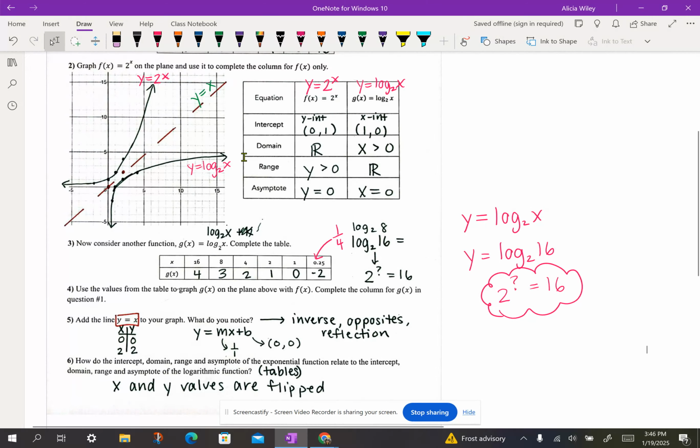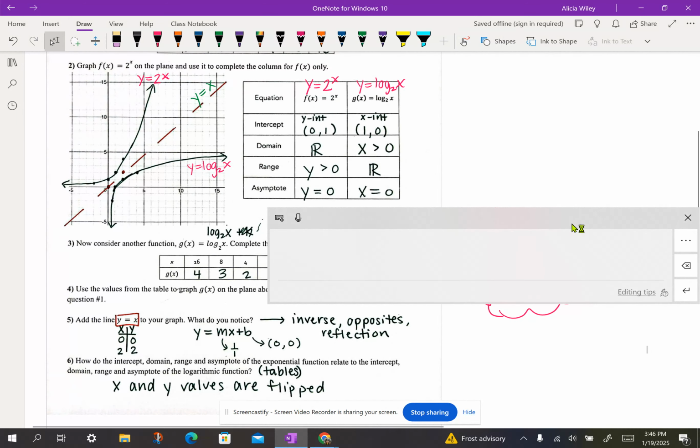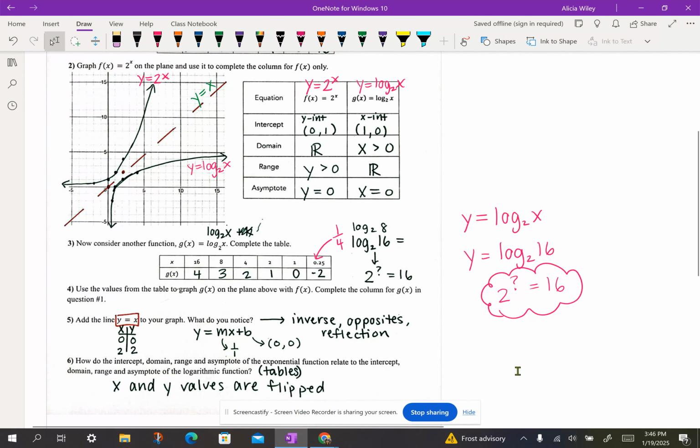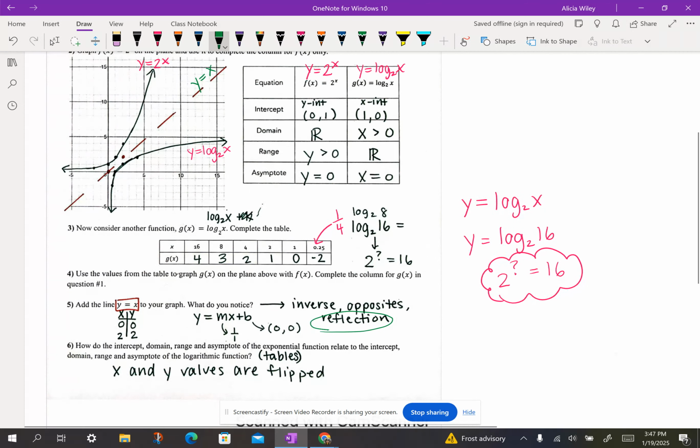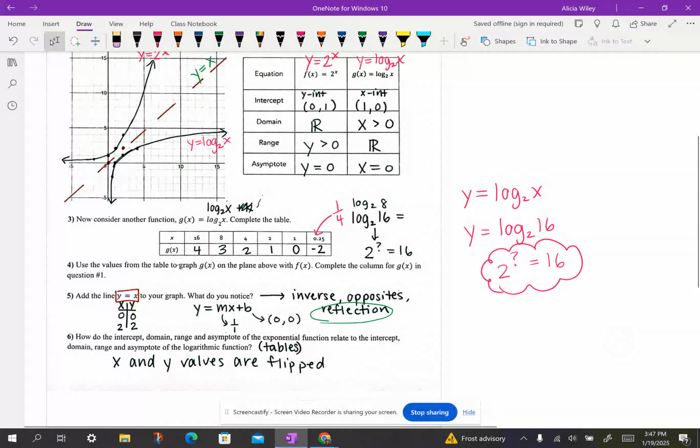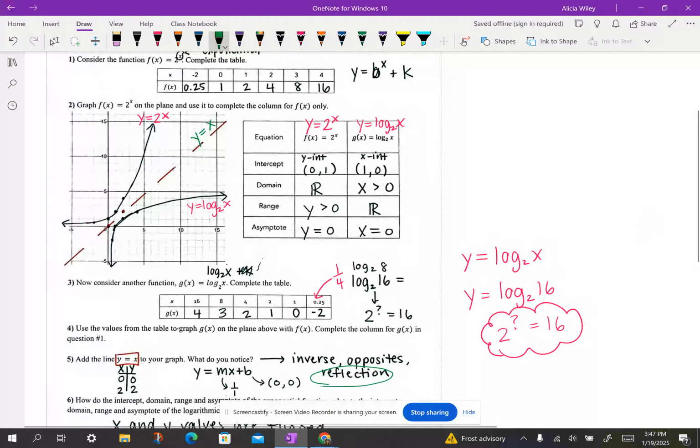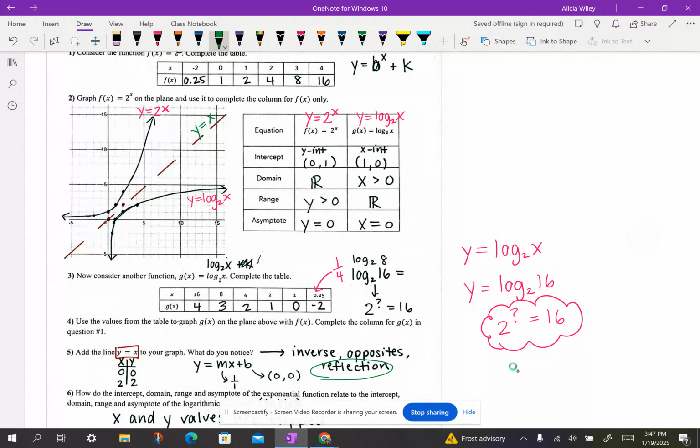They wanted you to see what do you notice about that? And so on that, in my opinion, what I see is that these two graphs are reflections of one another. So they look the same on each side. It's almost like that line is a mirror. Also, they said to look at this table and look what's going on with these values. Also look at the two tables of the points.